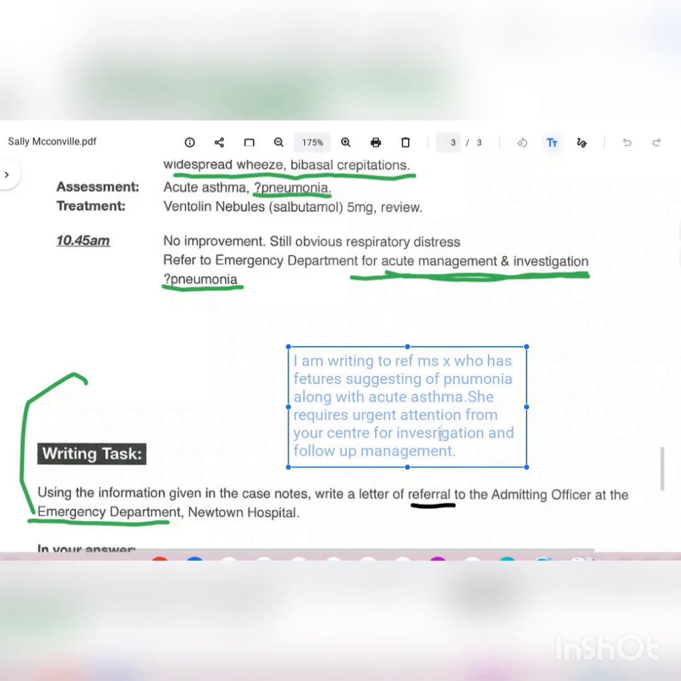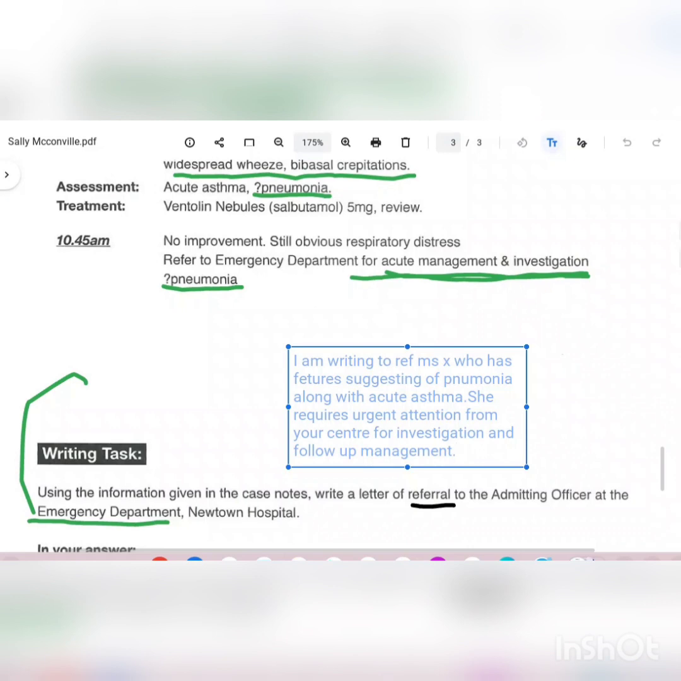So it's investigation. Investigation and follow-up management, and it is urgent, that we already said. Can we omit your center? Can we write that she requires your attention for investigation and follow-up management? Or no? Because of the emergency department, that's the reason you wrote it. The admitting officer at the emergency department.